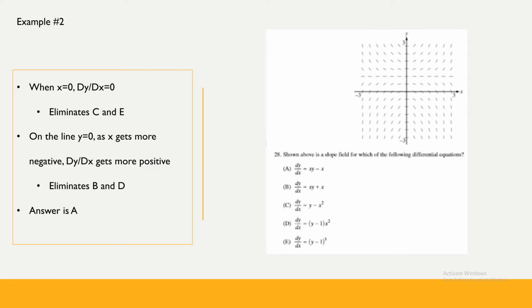If we look here, on the y-axis, all the slopes are 0. So every time x equals 0, dy/dx equals 0. So let's try to look at the equations and see which ones we can eliminate.